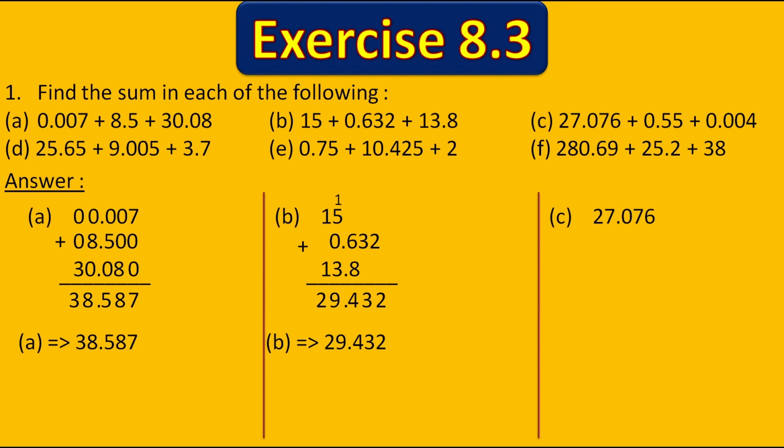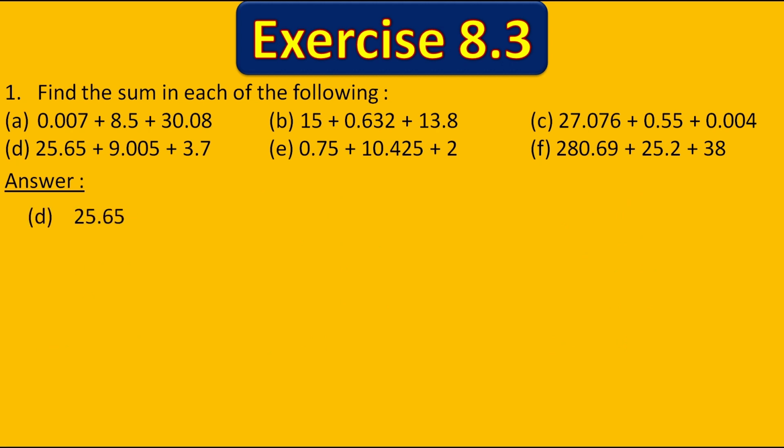Okay. Next we have 27.076, next 0.55, next 0.004. Okay. Now here in both these two numbers we have digits on hundredth place, but here we don't have anything, so we will consider that 0. Okay. So 6 plus 0 plus 4 will give you 10. 1 will go to carry forward. Next 7 plus 5 plus 1 will give you 13. Again carry. Then 1 plus 5 will give you 6. Now decimal point and this 7 will come down because 7 plus 0 will give you 7. Next 2. Okay. So the answer is 27.630. Now let's move to the next one.